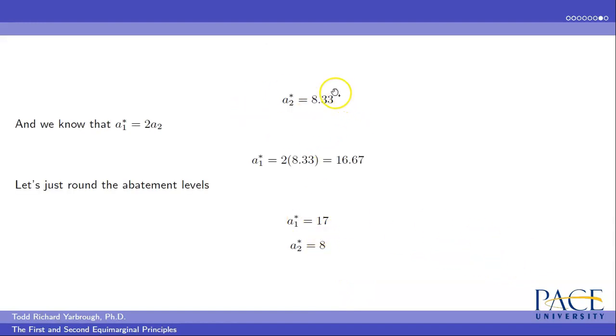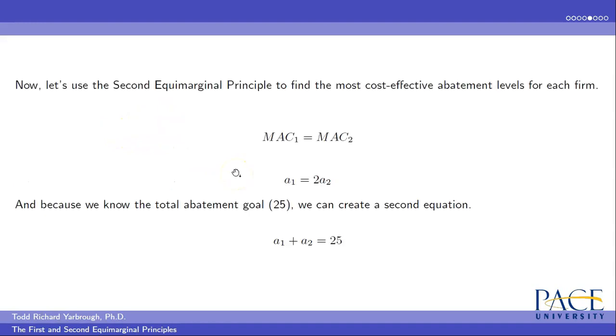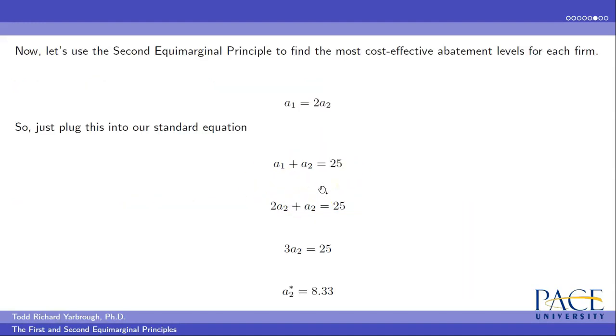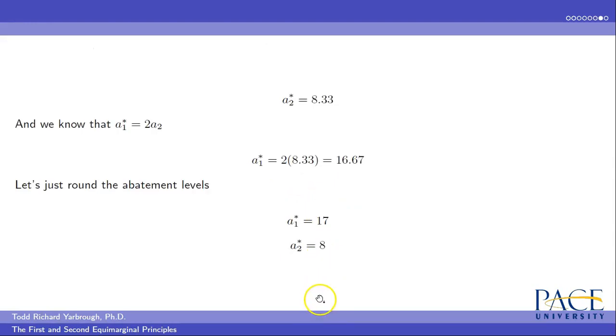Well, now that we've established that the optimal level of abatement for firm 2 is 8.33, and because we know that the optimal level of abatement for firm 1 is equal to 2A2, and again, we know this because when you set MAC1 equal to MAC2, the initial equation we found was that A1 is equal to 2A2. So, if A2 is 8.33, then A1 is going to be 16.67, simply 2 times 8.33. So, in optimality, firm 2 should abate 8.33 units of pollution, and firm 1 should abate 16.67 units of pollution.